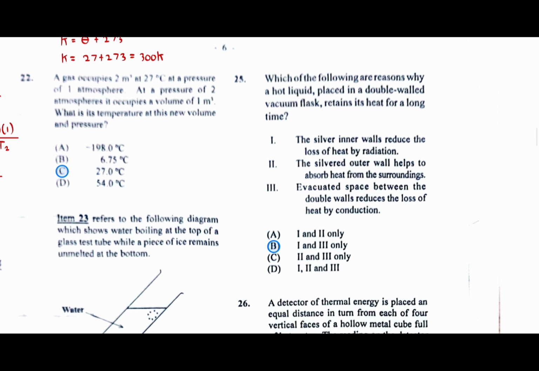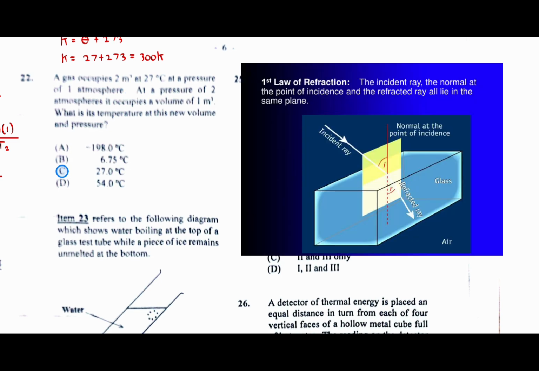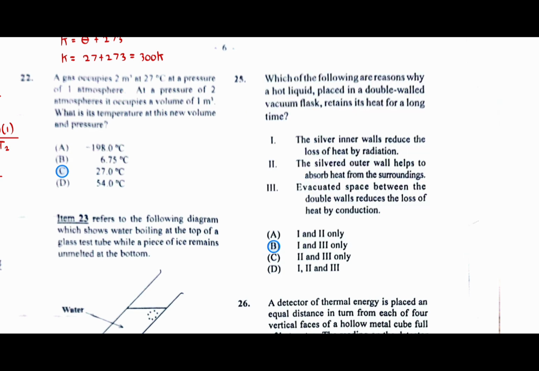25. Which of the following are reasons why a hot liquid placed in a double-walled vacuum flask retains its heat for a long time? So the answer is 1 and 3. The reason why 2 is wrong is because it makes no sense. If you are trying to regulate the temperature of something, you're trying to keep the temperature constant. Why would you want to absorb heat from the surroundings? Because if you absorb heat from the surroundings, then you are changing the temperature. And the main goal of vacuum flasks is to maintain a specific temperature. So this one is wrong.